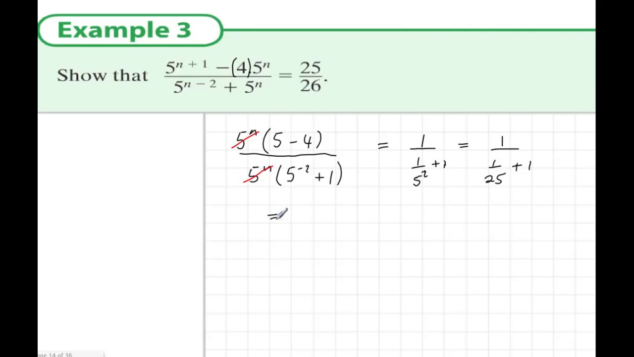Now 1 is 25 25ths, and if you add 1 25th to 25 25ths, you get 26 25ths. And we have 1 over this. Now the 1 over means you can invert the fraction, which gives us 25 over 26, which is the answer we were looking for.